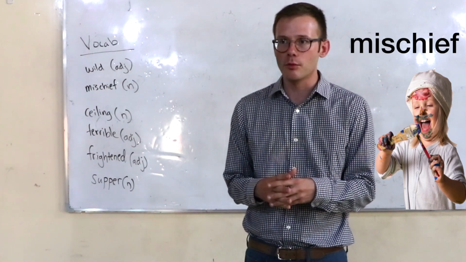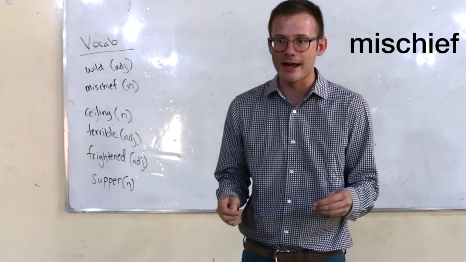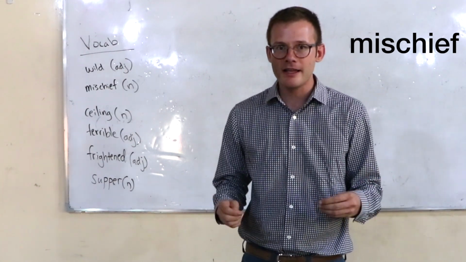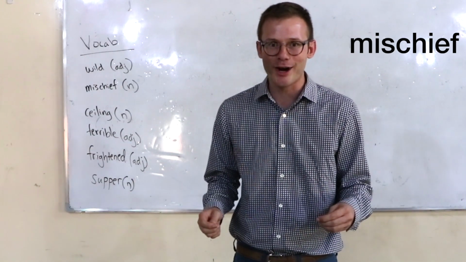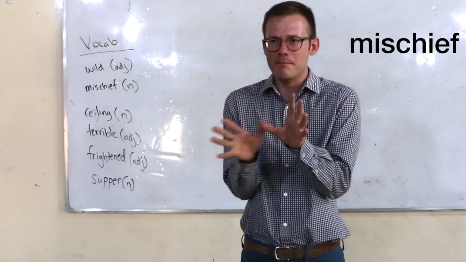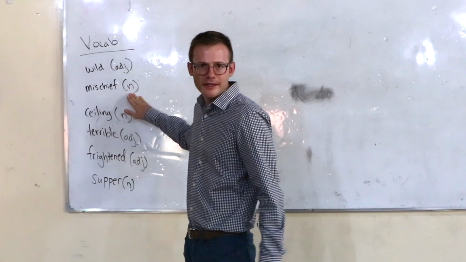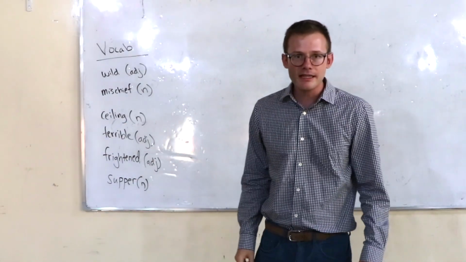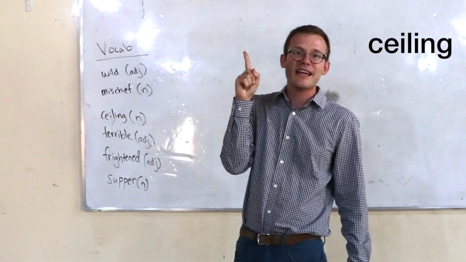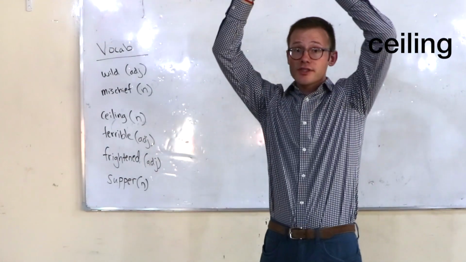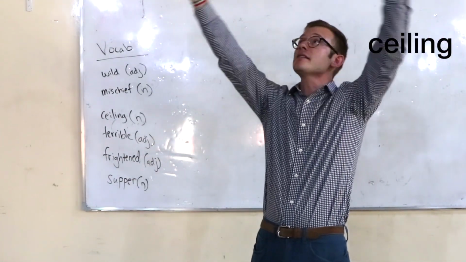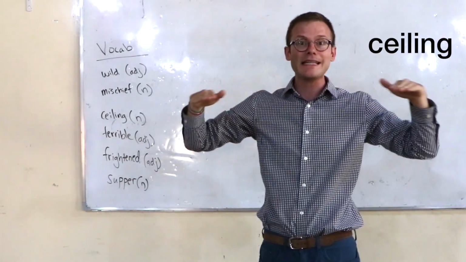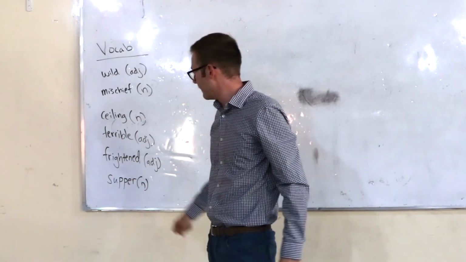So my little brother was making some mischief yesterday when he put pepper in my mother's cake that she was trying to bake. Yeah, making a lot of mischief. That's a noun. It's a thing. Ceiling. Ceiling is the roof on the inside of the building. So the outside part is like the roof, but the inside part right above us is called the ceiling. And that's a thing, so it's a noun.